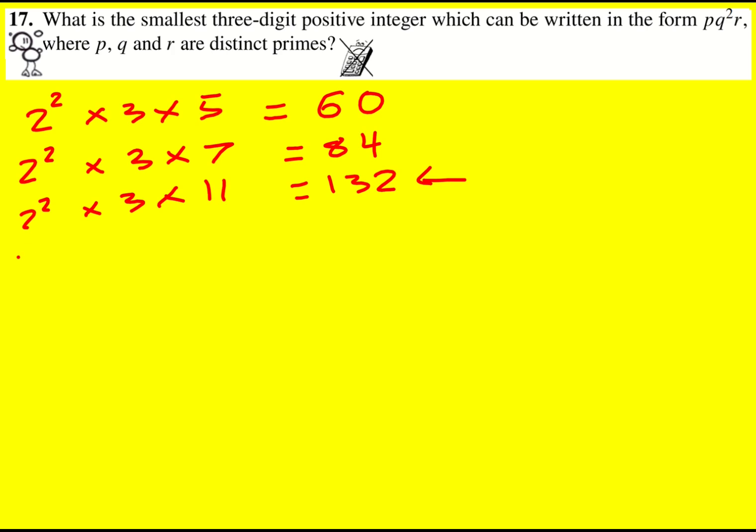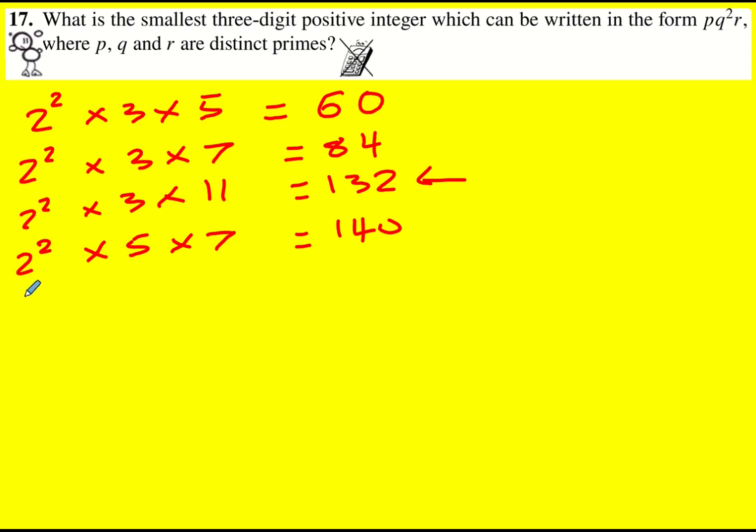I don't need to go any higher with the 3. I want to stick with the 2 squared for the moment, but what if I try the next ones up? So 5 here, and then let's go back to 7, but it can't be the same as 5. So I'm going to get 20, I'm going to get 140 here. So I'm still winning with 132. So I think I've exhausted all possibilities where I have a 2 squared, because everything else is going to be bigger.